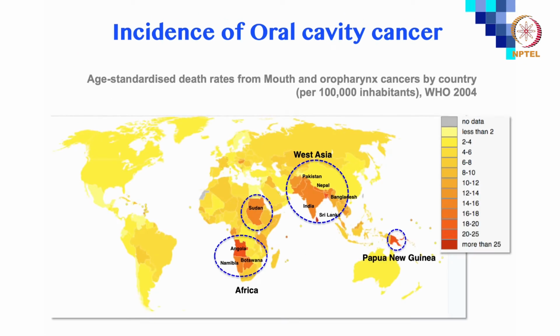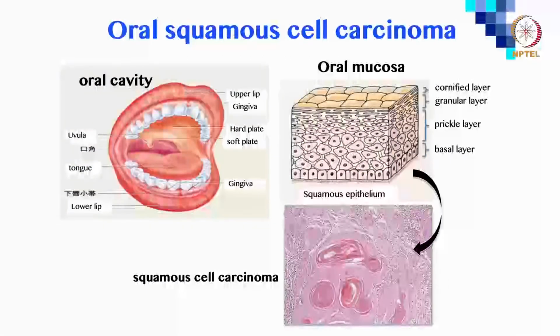This slide shows age-standardized death rates from mouth and oropharynx cancers by country. There are many oral cancer patients in West Asian countries, African countries, and Papua New Guinea. Oral cancer arises in oral epithelium. Histologically, oral mucosa is squamous epithelium. Therefore, most oral cancer is squamous cell carcinoma.